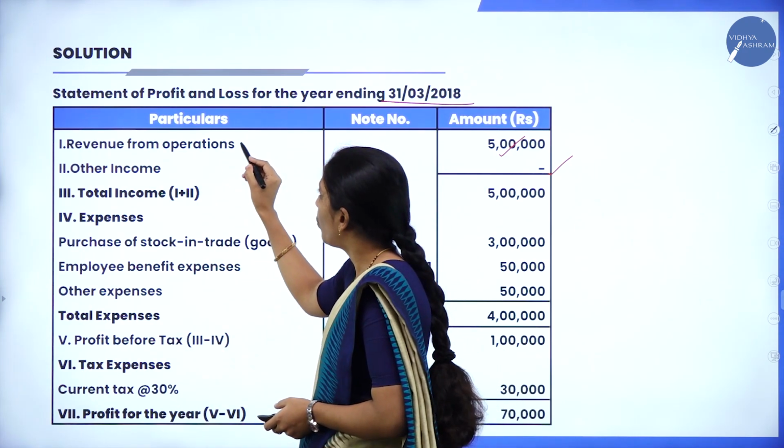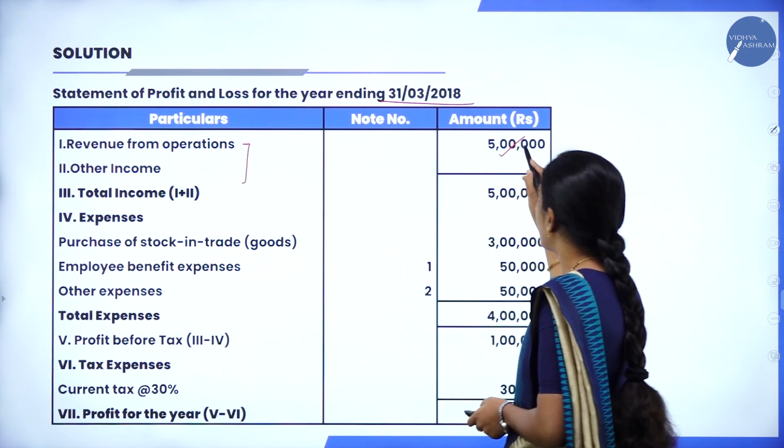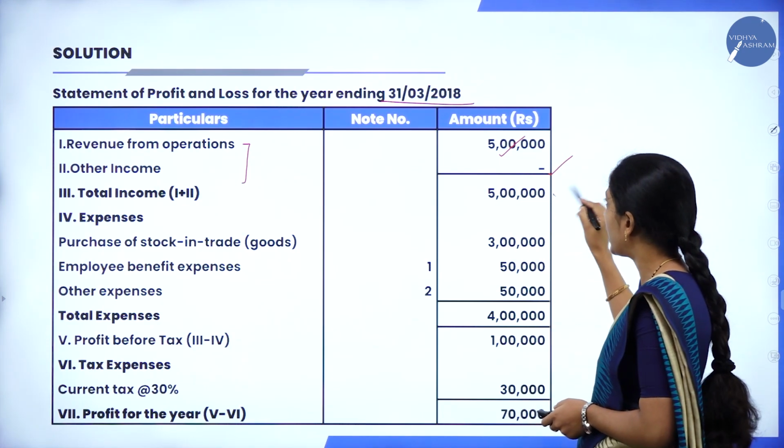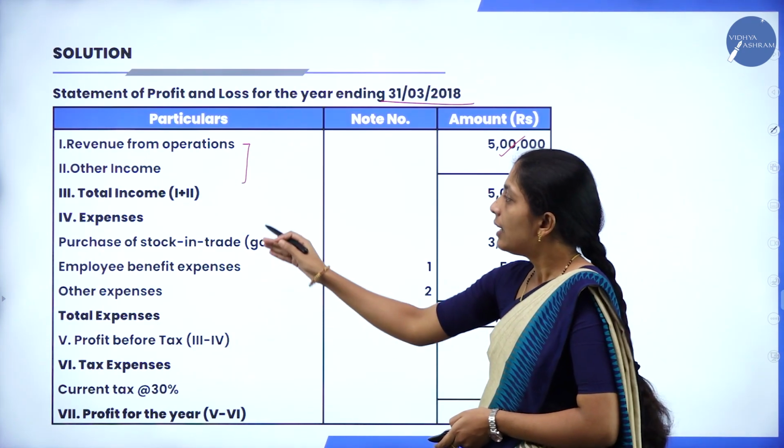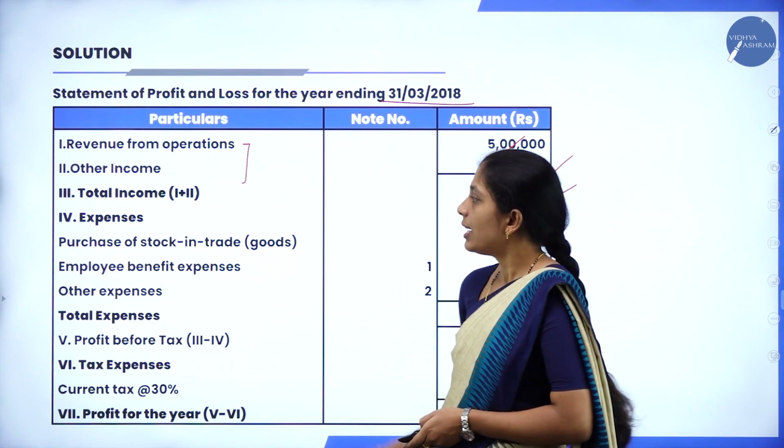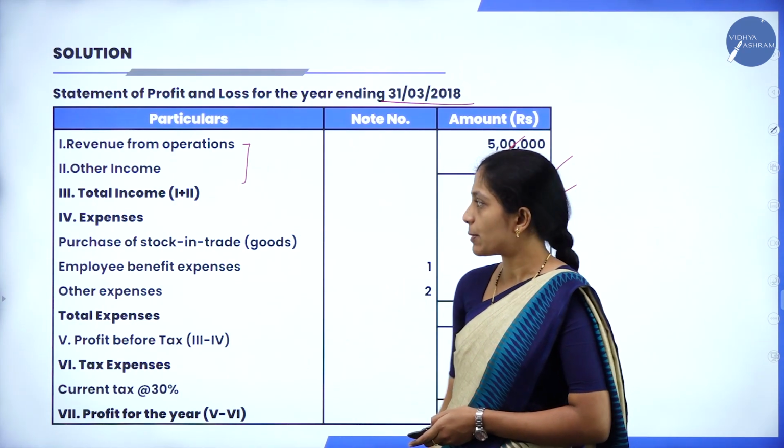How do you get total income? 1 plus 2, that is 5 lakh minus 0 here. That is 5 lakh only. Other income 5 lakh. Next, fourth is expenses. Now let us see how we have to write the expenses.